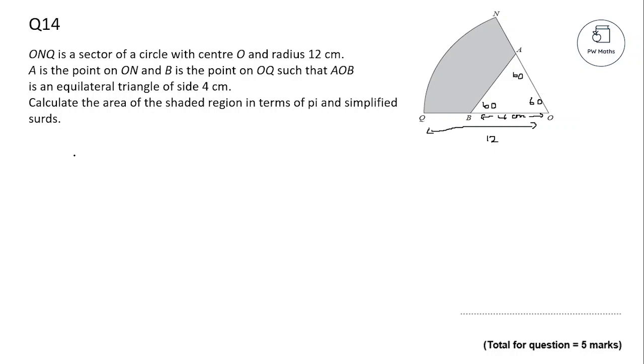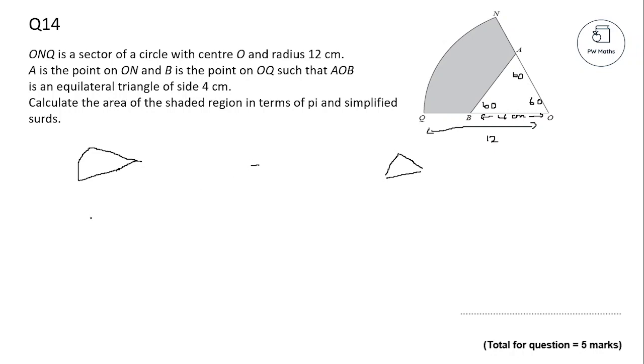Now I can't work out the area of the shaded region, so instead I would be tempted to draw the full sector and work out that area on the left hand side of the paper, and then I'll draw the equilateral triangle on the right hand side of the paper, and then take the two answers away from each other.